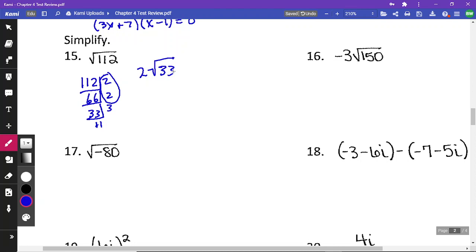I have something wrong here. I need to check this. Oh, yes, I do. Made a mistake. Sorry. We'll have to fix this. Sorry about the extra time that takes. I might edit it and fix it, but I don't think so. Just one of those things. So I made a mistake. 112 divided by 2 is not 66. So let's get rid of this. Hate it when that happens.